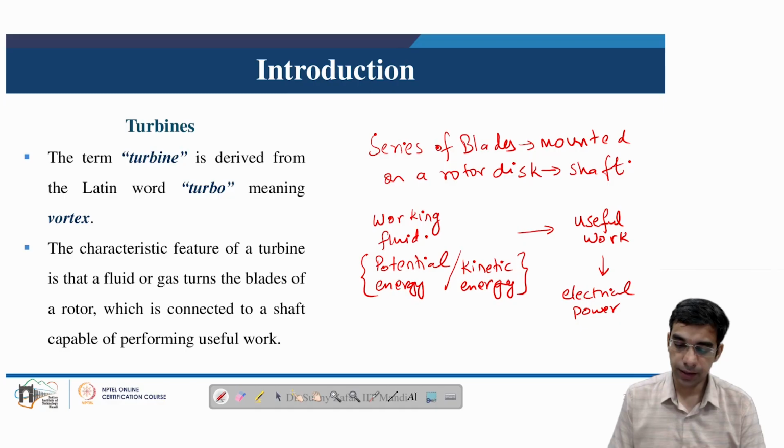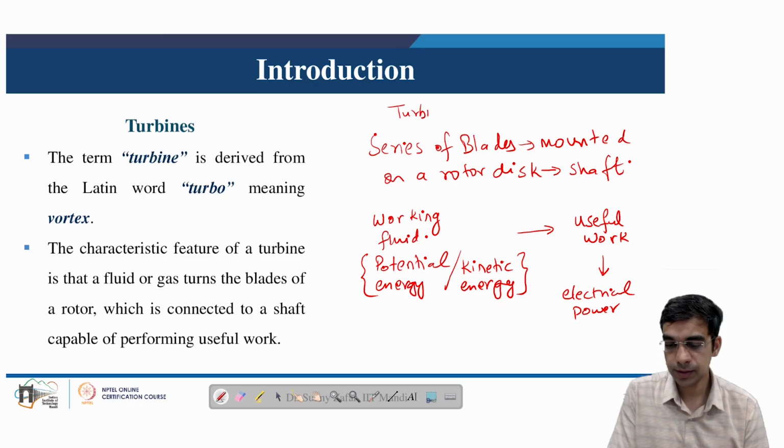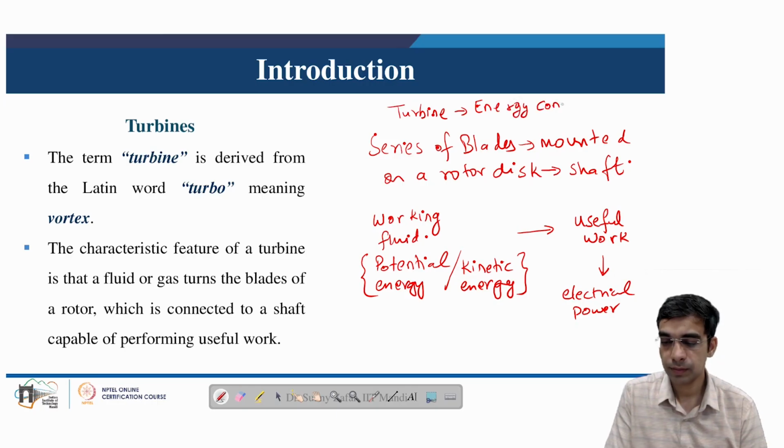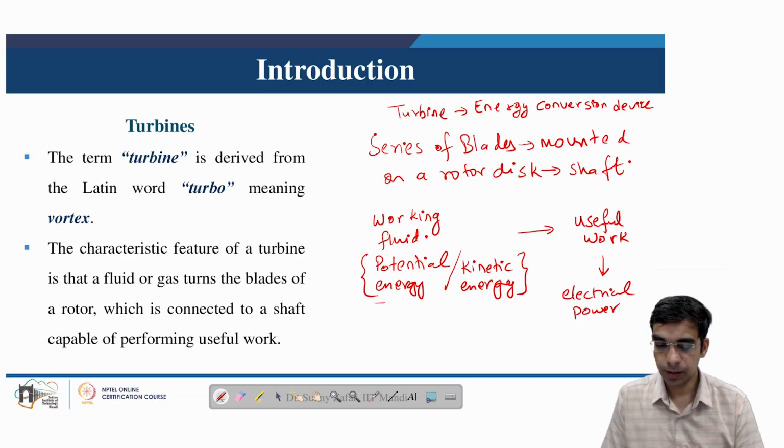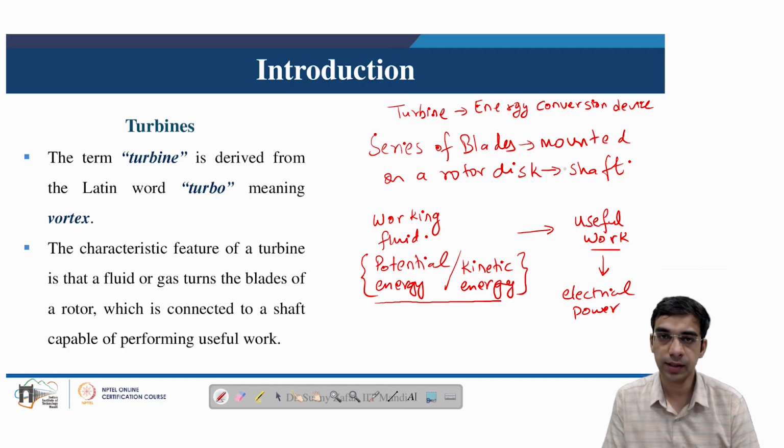We can say that a turbine is a device in which the energy of the working fluid gets converted into useful work. And how does this happen? This happens because in the turbine we have a series of blades, and the series of blades are mounted on a rotor disc, which is mounted on a shaft, and consequently the shaft rotates.